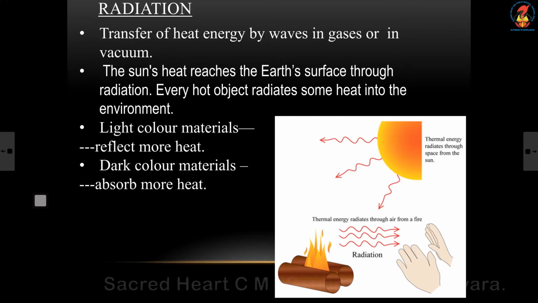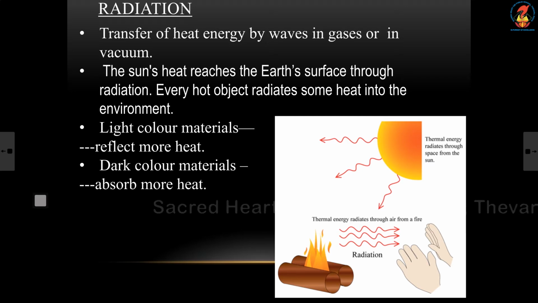So, this one is about radiation, transfer of heat energy by waves in gases or in vacuum. The sun's heat reaches the earth's surface through radiation. Every hot object radiates some heat into the environment. Here, wood is heated or burning. In the upward direction convection current will be there, but here in the sideways direction it is radiation. Thermal energy radiates through air from the fire.